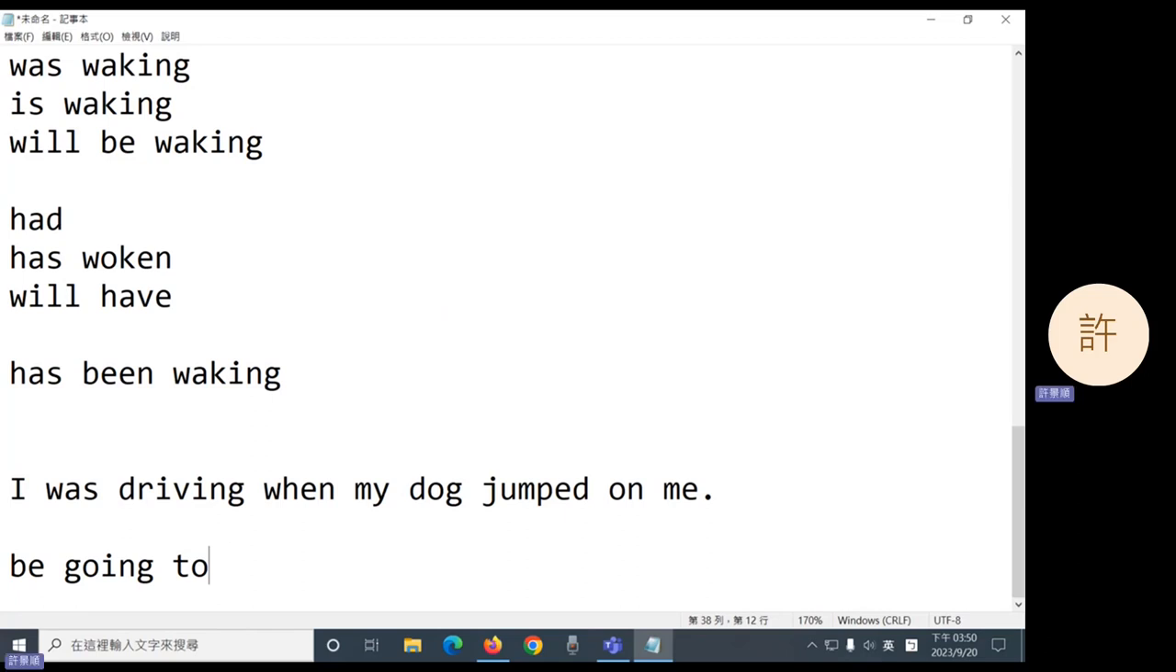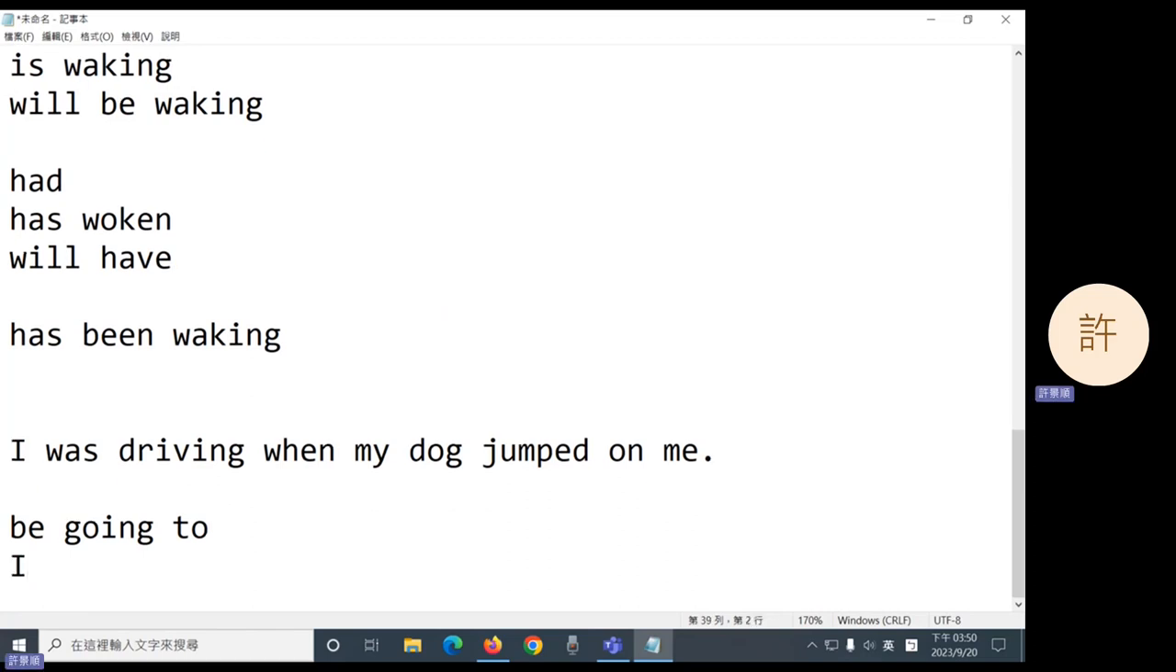Be going to is usually used to express the future, right? I am going to the airport. This means that this probably will happen in the future. But you'll notice that in terms of grammar, it uses the present progressive. So this is why some textbooks will say, well, not some textbooks, this is why the present progressive can also be used to express the future.